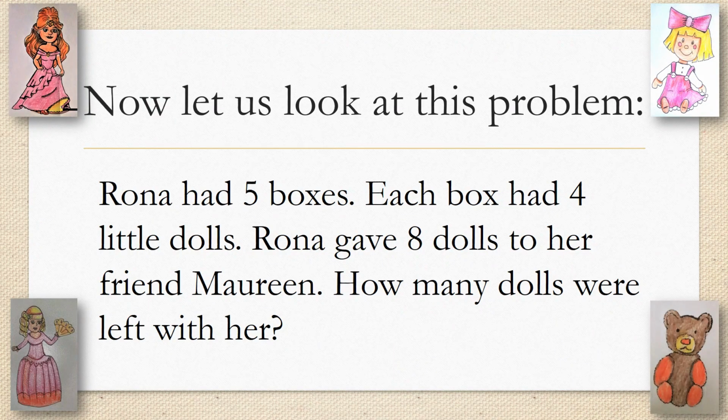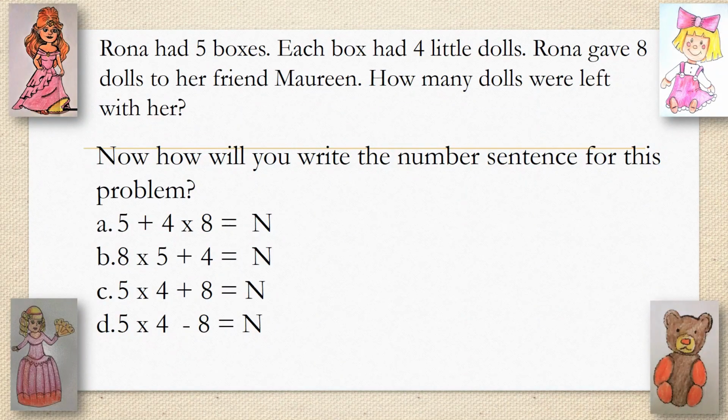Now let us look at this word problem. Rona had 5 boxes. Each box had 4 little dolls. Rona gave 8 dolls to her friend Maureen. How many dolls were left with her? Now, how will you write the number sentence for this problem? We have 4 choices here.